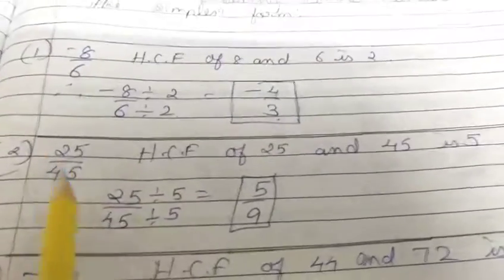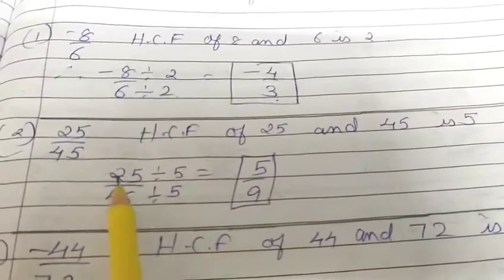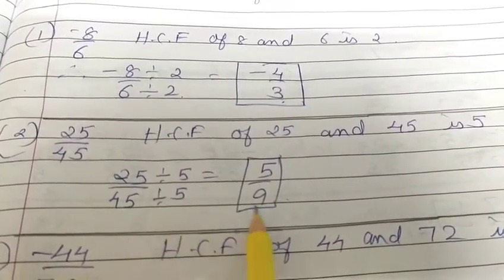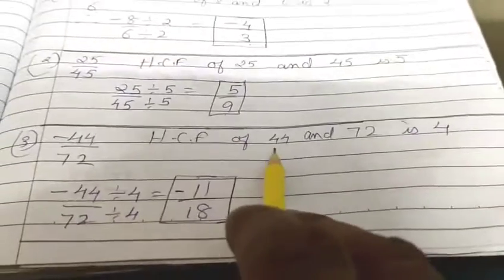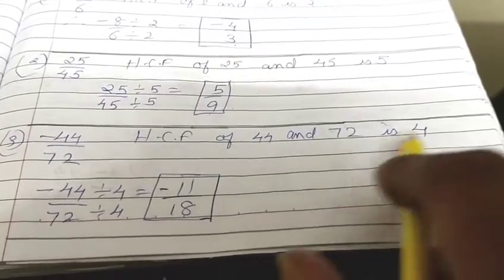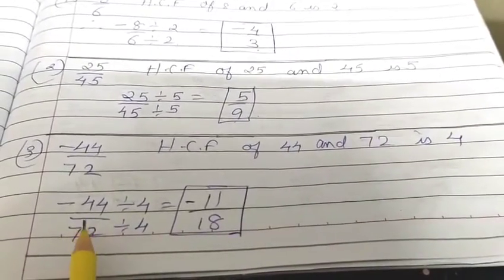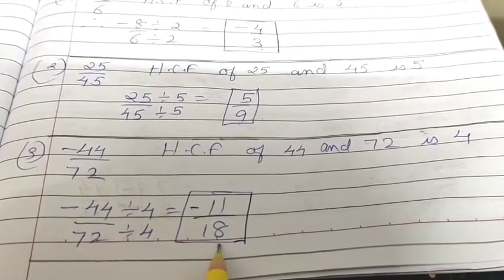Now the next is 25 by 45. The highest common factor of both the numbers is 5. So try to reduce both the numbers by 5. That is, 25 divided by 5 is 5 and 45 divided by 5 is 9. Then negative 44 by 72. The highest common factor of 44 and 72 is 4. When you find the HCF, you will get 4. So try to reduce both the values by 4. So you will get negative 11 by 18.